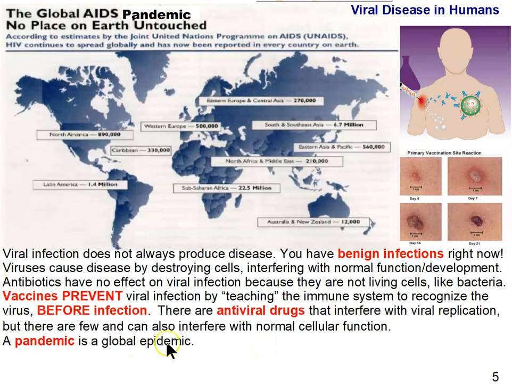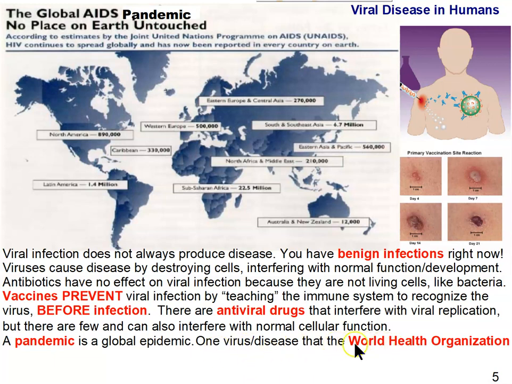A pandemic is a global epidemic. So, for example, that's why we're looking at this map. HIV is a pandemic, a global epidemic. However, there are antiviral drugs that are being used to extend the latent period indefinitely so that people can live normal, long lives even though they are infected with HIV.